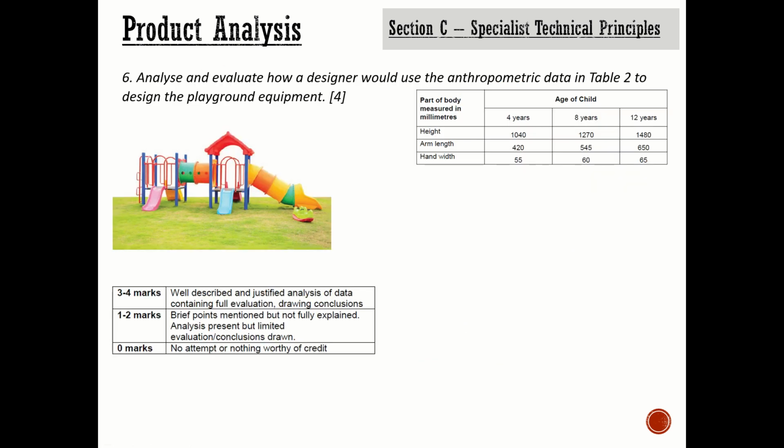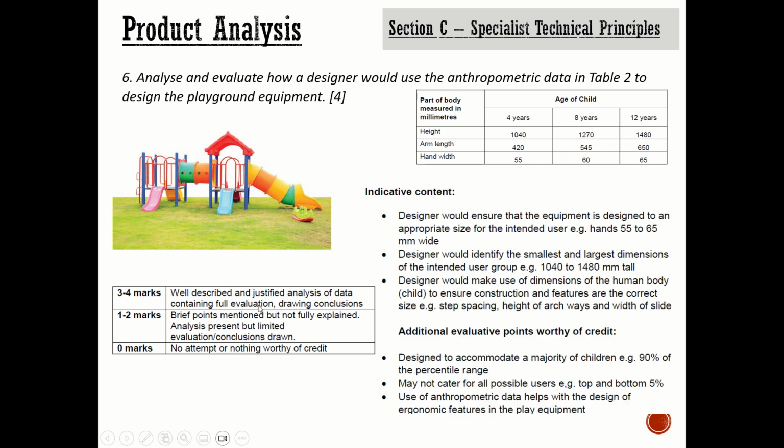For the anthropometrics, again, for the 3 to 4 marks, you need a well-described and justified analysis of the data containing a full evaluation. So here you see the first point. The designer would ensure that the equipment is designed to an appropriate size for the intended user, e.g. hands 55 to 65 millimeters wide. So there you go. They've looked at the smallest hand size for someone who's 4 and up to 12, and they would make the handlebars that sort of diameter. Okay, so again, pause it here and look at the mark scheme if you need.